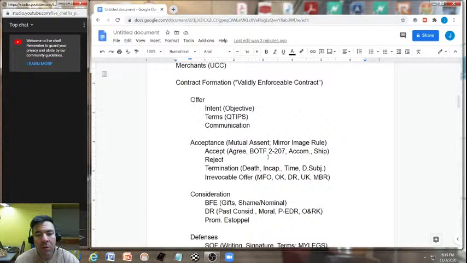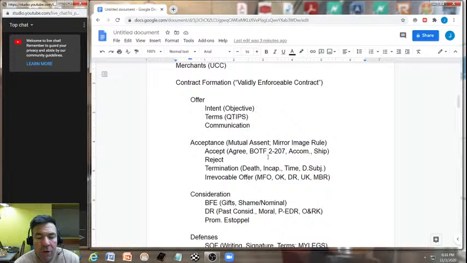Now remember, if we're dealing with conflicting terms, then the Battle of Forms, Uniform Commercial Code 2-207, will knock out the conflicting terms and gap fill those. The gap fillers are generally course of performance between the parties, course of dealing, and the usage of trade, which is the customs of their industry.